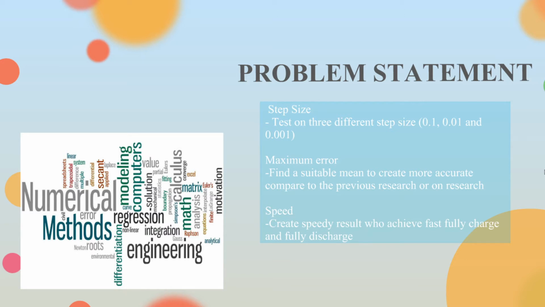For the step size, referring to previous research, it shows that Euler method can only solve the equation with small step size. However, small step size is computationally expensive, whereas with large step size, the solution is not accurate and is unsatisfactory. The second problem is the error.